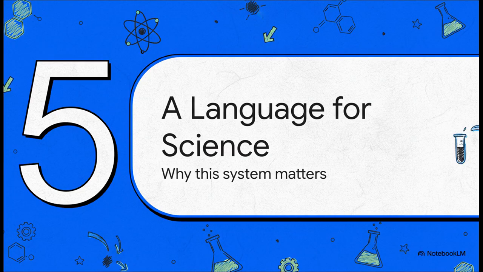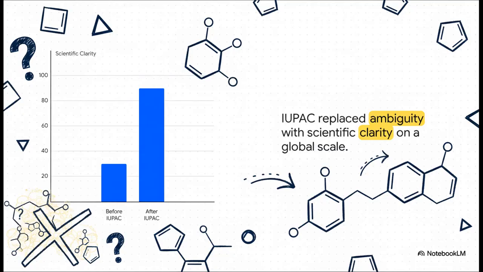We've seen how the system works, from the simple to the complex. But why is having this universal language so incredibly important for science, and really for all of us? Before IUPAC, global science was kind of messy. Researchers in different countries might use totally different names for the same exact compound, which led to all sorts of confusion, wasted time, and duplicated effort.